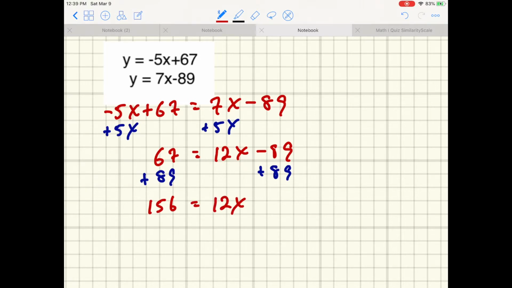I want to get rid of that 12 that's multiplying the x, so I'm going to do the opposite. I'm going to divide both sides by 12. 156 divided by 12 is 13. 13 is equal to x. I'm just going to replace that x into the easier of the two equations. It looks like the first one might be easier.